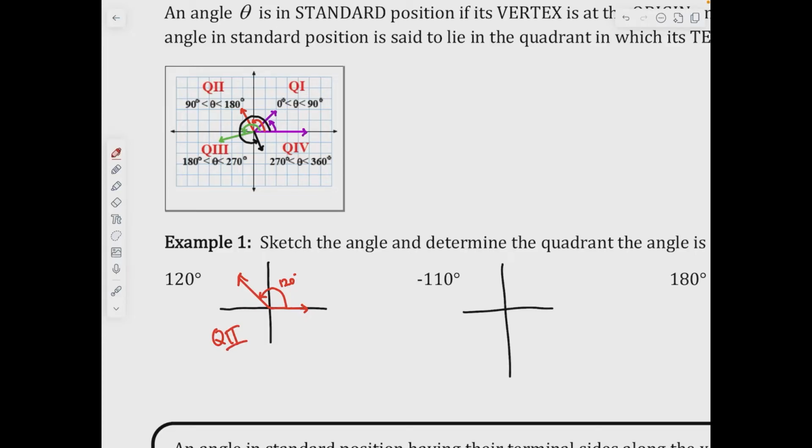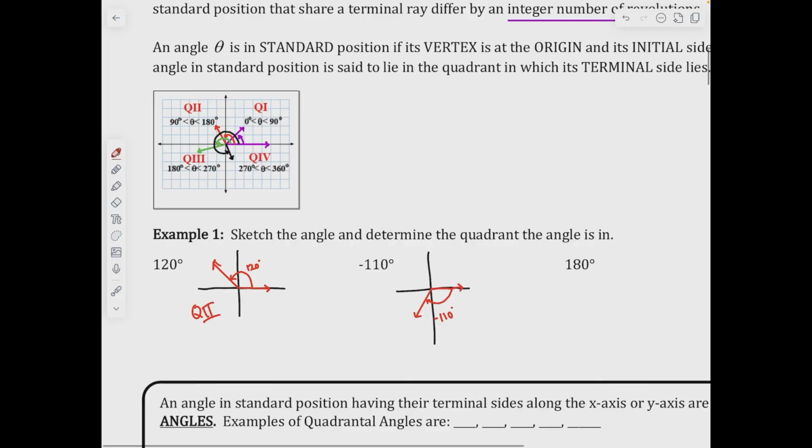For negative 110 degrees, we start with the initial side and go in a clockwise direction. I have to go past 90 degrees, so 110 could be something like that, another 20 degrees past it. And so that would be negative 110 degrees.